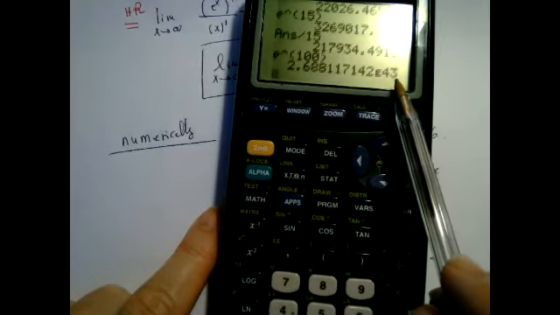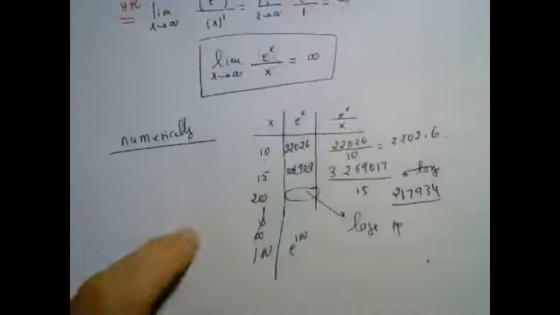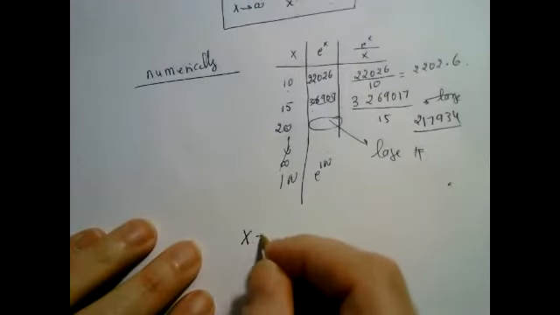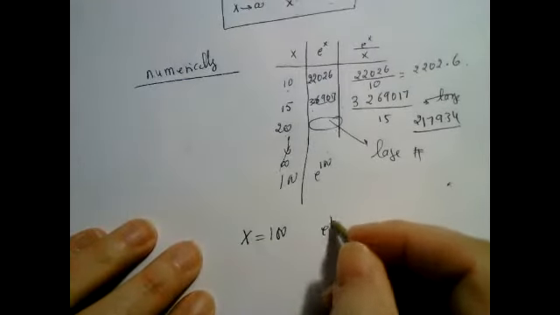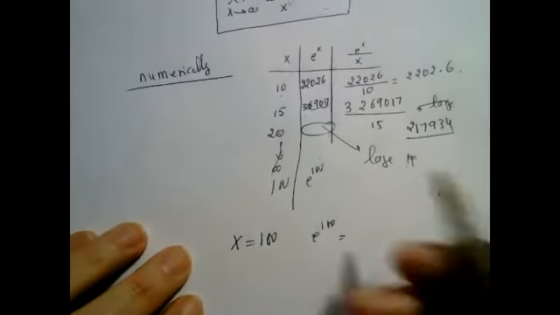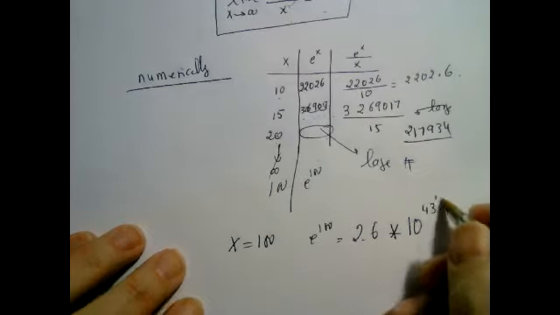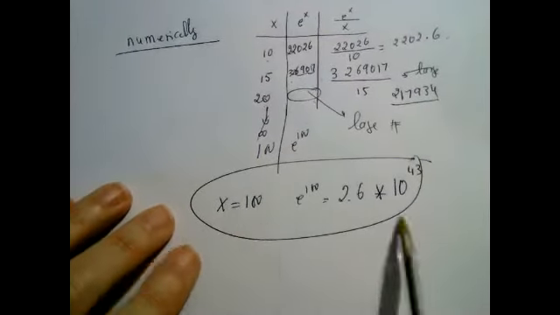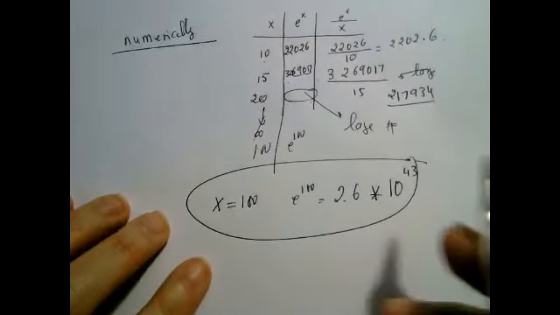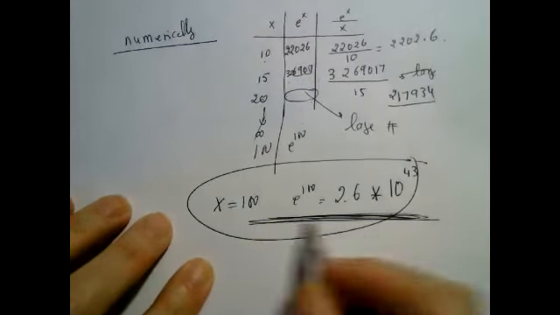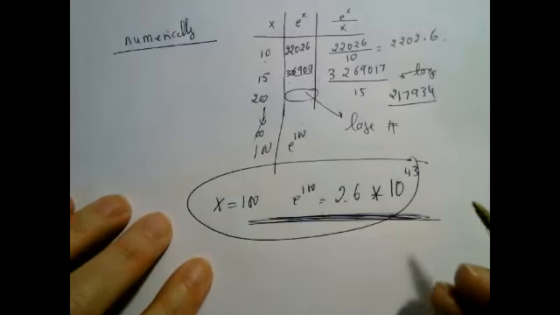The calculator gave me times 10 to the power 43. So if I take x to be 100, e to the 100 is 2.6 times 10 to the power 43. So which one is growing faster? Way, way faster. This function runs to infinity.